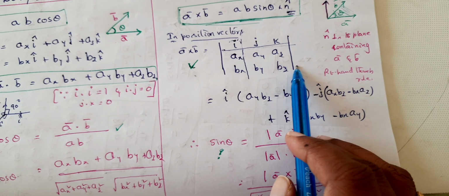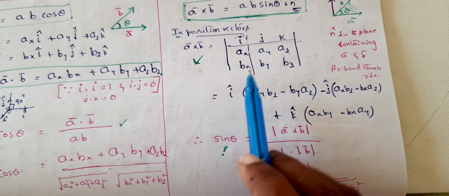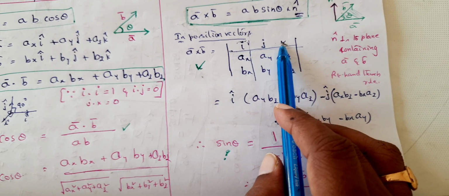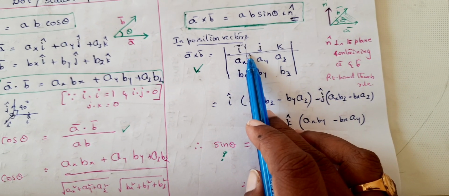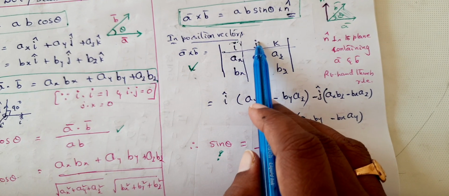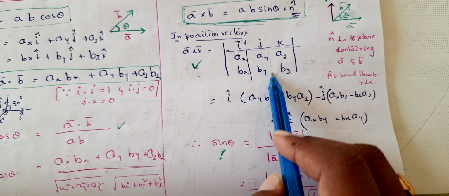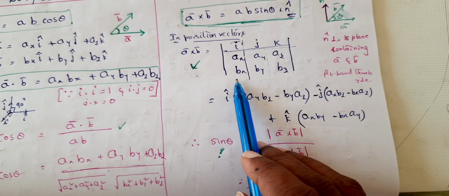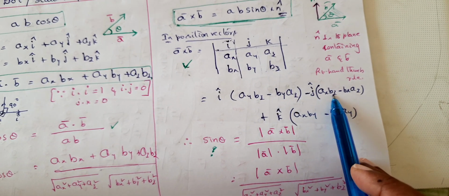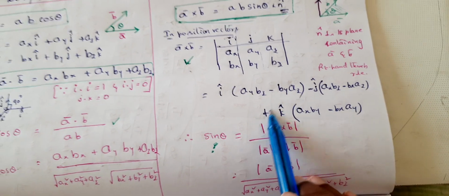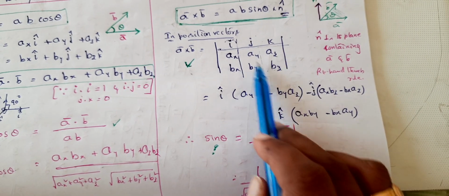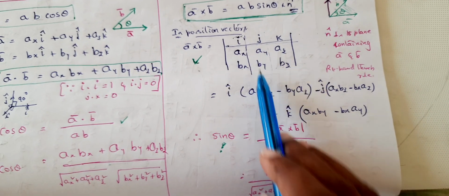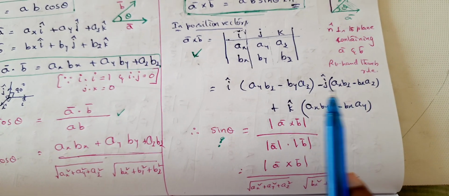This you will be learning in matrices, mathematics. Now suppose I want j cap, so I alternate this plus, minus, like that. So minus j cap. Now for the coefficient of j cap, you are going to take out this column and this row. Now we are left with ax bz minus bx az. Now plus k cap. So now this is removed and this is left out: ax by minus bx ay. So this is how you are getting a vector.